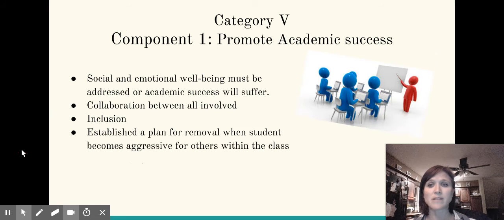How did I promote academic success? Well, academic success won't work if there are social and emotional issues. So addressing the social and emotional well-being of the student will help promote that academic success, as will collaboration with all involved, with inclusion of the student, helping him stay within the classroom, and then establishing a plan for that student's removal if it becomes aggressive, so that everyone else besides Carl in that classroom can have academic success. They have to make sure that the whole class is feeling safe and successful when there's a student with behavior issues within the classroom.